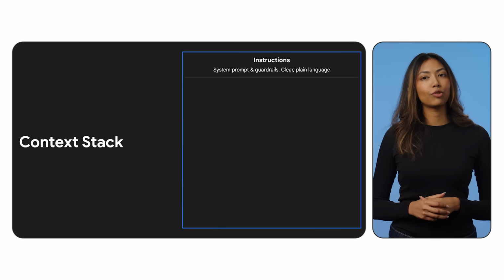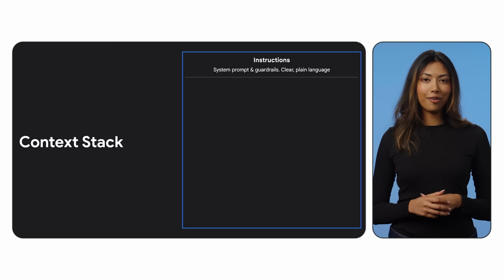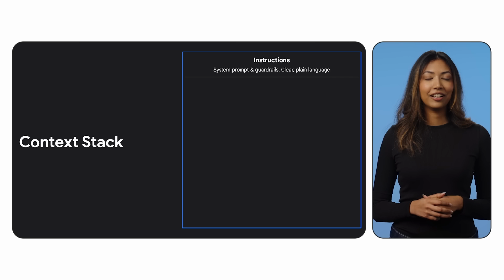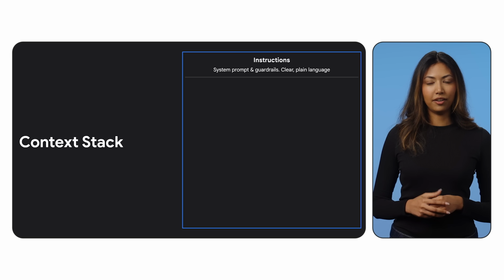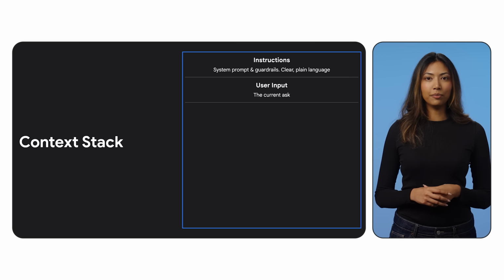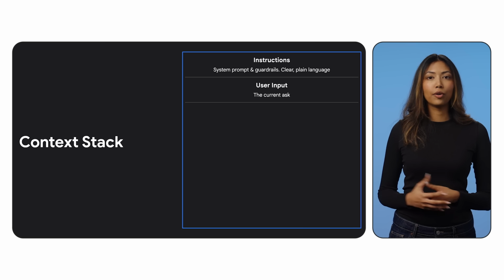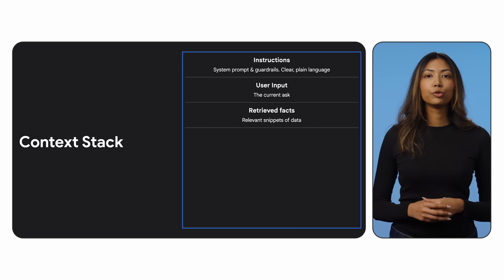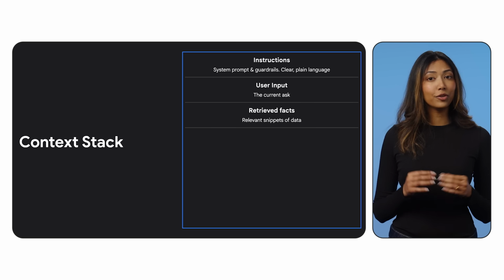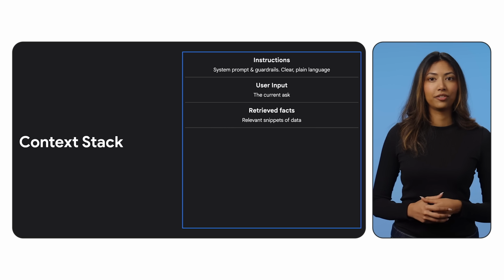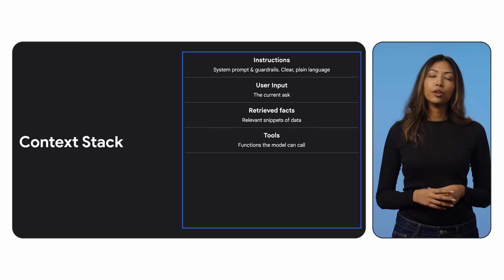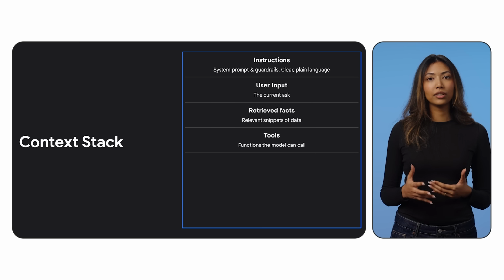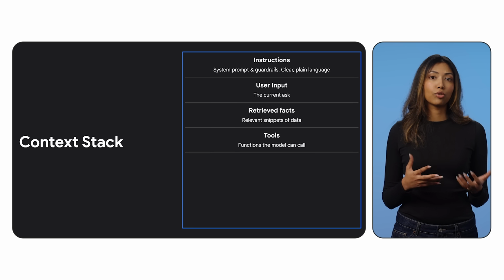First, we have instructions, which are the system prompt and guardrails. Clear and plain language wins here. Second, we have user input, which is the current ask from the user. Third, we have retrieved facts, which are the few snippets that matter the most. Fourth, we have tools, which are functions that the model can call, as well as their descriptions, which are part of the context.